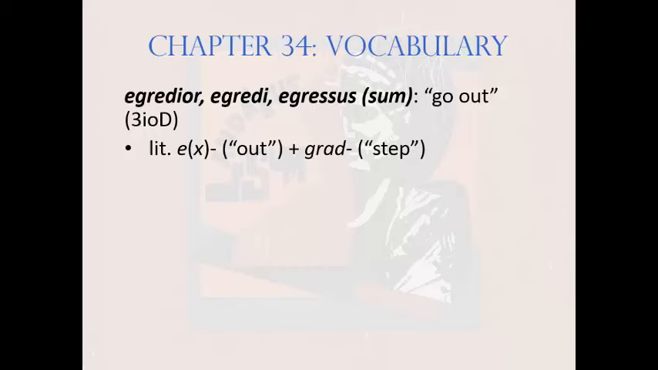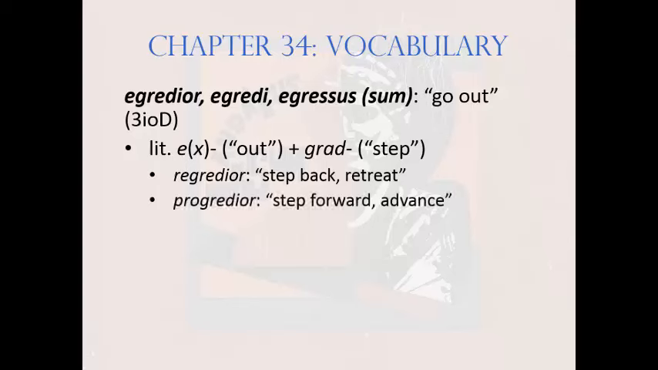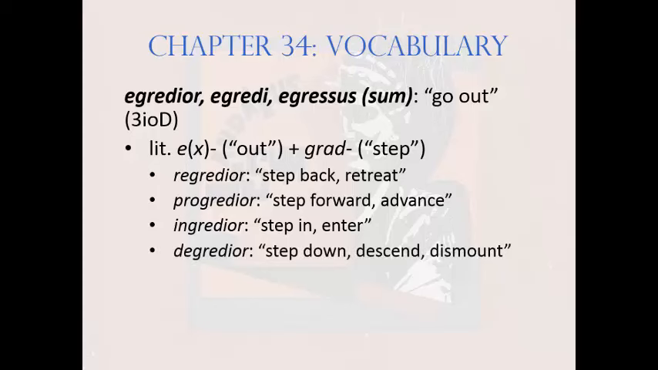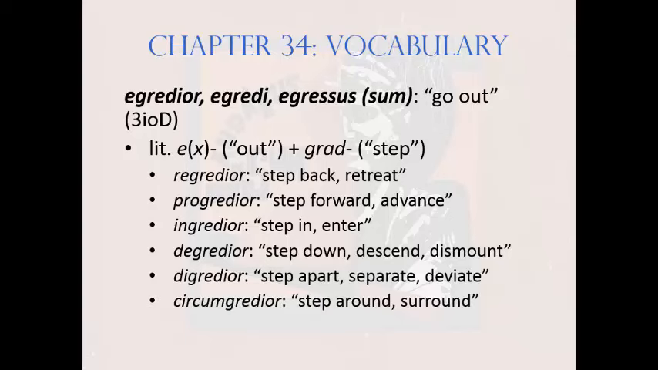The Romans used this gred base a lot, often changing the prefix to indicate different ways of stepping. Back, for instance, regredior, meaning retreat, or progredior, step forward. That is, advance. Ingredior, step in, in other words, enter. Degredior, step down, or descend, or dismount. Digredior, step apart, or separate, or deviate. And circumgredior, step around, or surround.